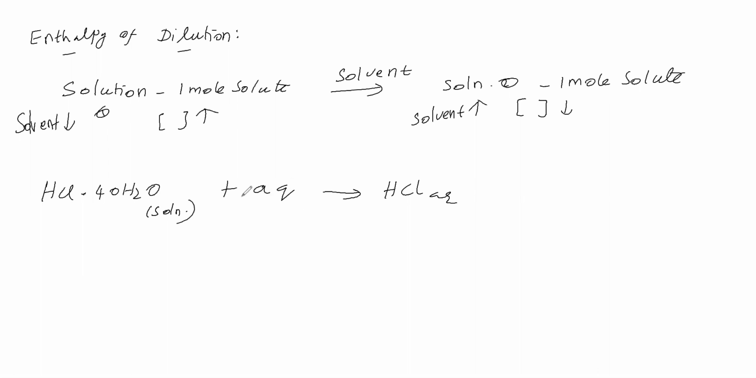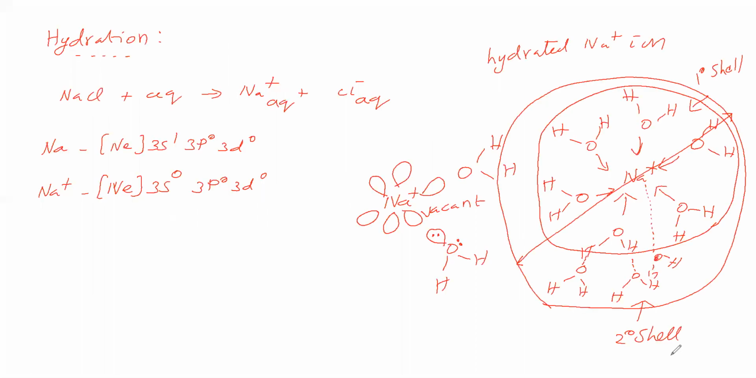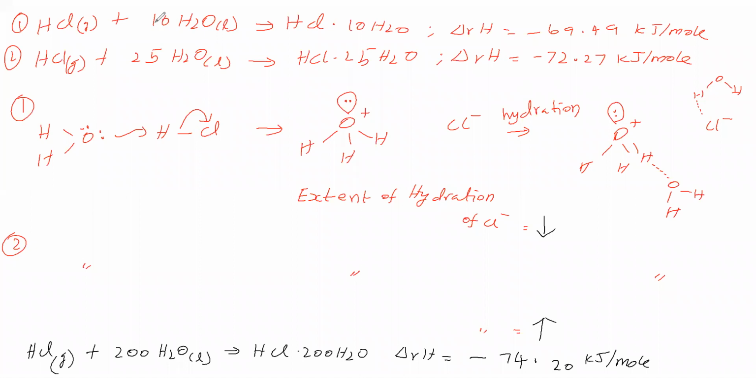Otherwise, they would have mentioned some quantity here, some proportion. Similarly, HCl aqueous is written, but the quantity of solvent is not written. That means there is some meaning for this. Some meaning is hiding here. What is the meaning of that? That we'll see. Now we'll take this case.